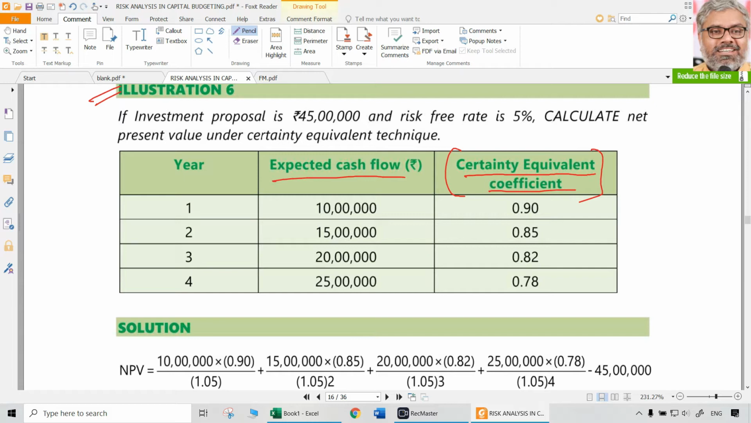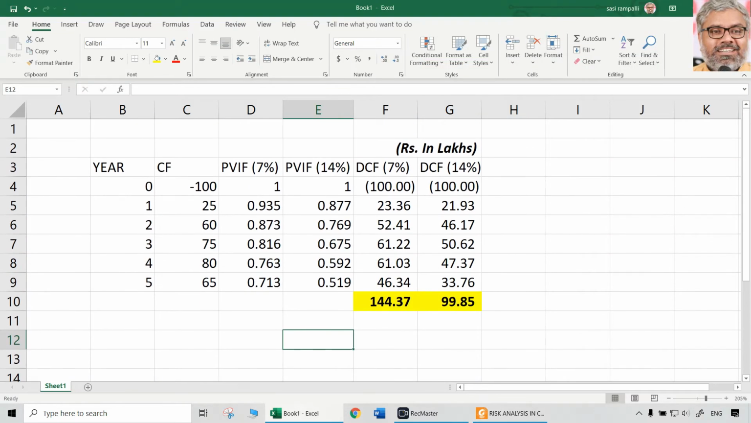That's all. So now let us apply this certainty equivalent method. This is also given earlier. Simple, but proper presentation and calculations and accuracy will give us full marks. Investment proposal of 45 lakhs is there. Risk-free rate is 5%. Calculate NPV under certainty equivalent technique. So all that we need to do is once again same.